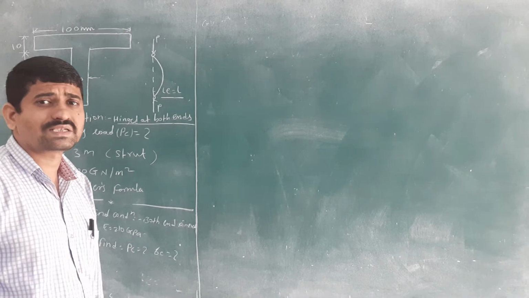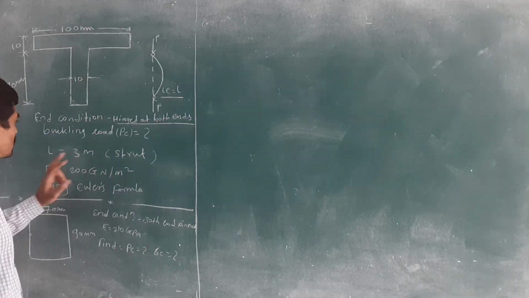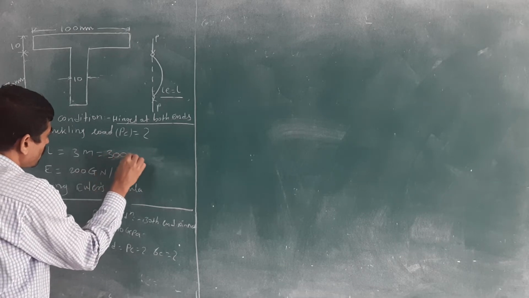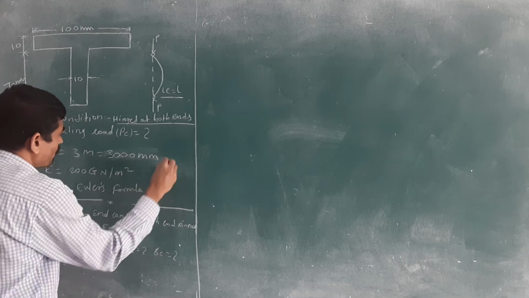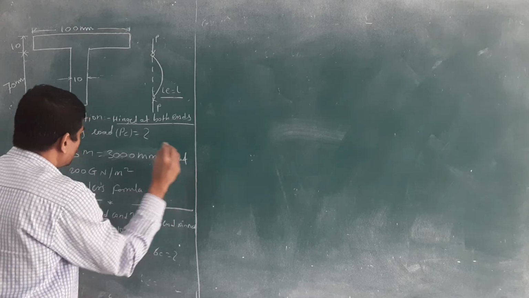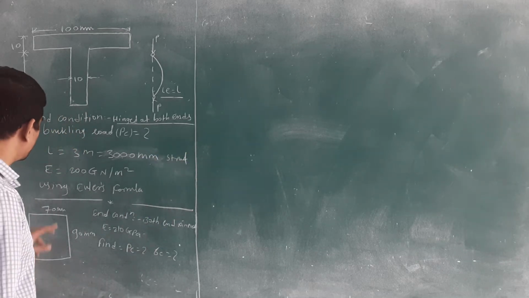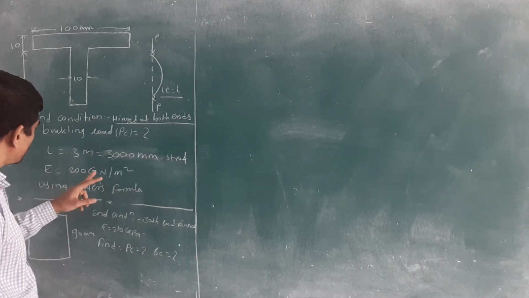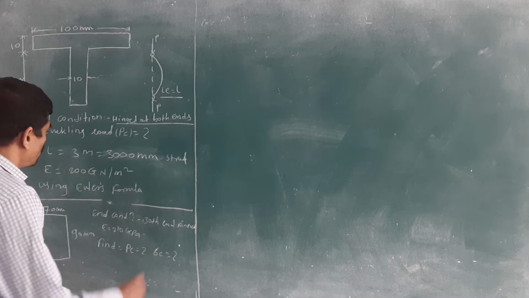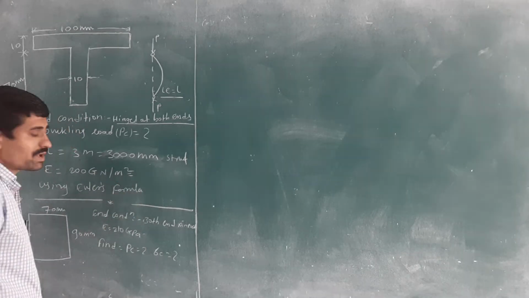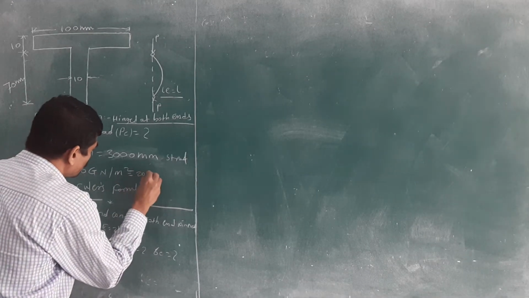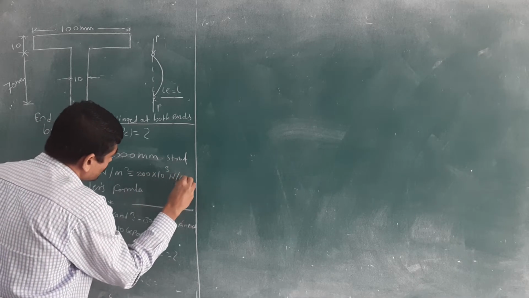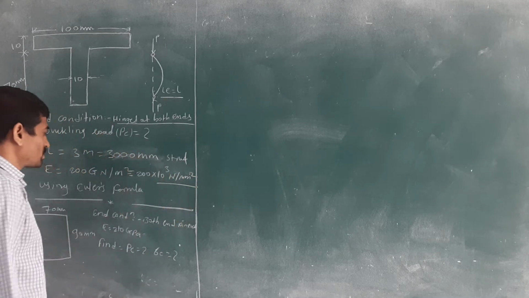Also, you have given the strut length is 3 meter. Okay, I will convert it to mm, 3000 mm. This is the strut length given. You know what is meant by strut. Also, you have given the Young's modulus 200 gigaNewton per meter square. How to convert it to MPa or Newton per mm square? We know that 200 into 10 raised to 3 MPa, or we can say Newton per mm square.